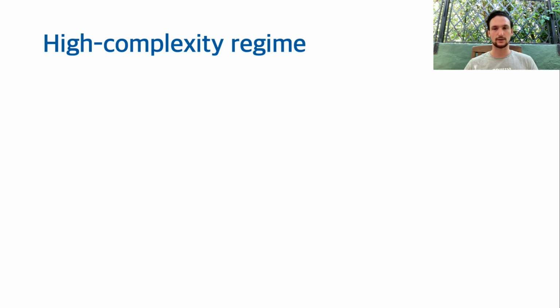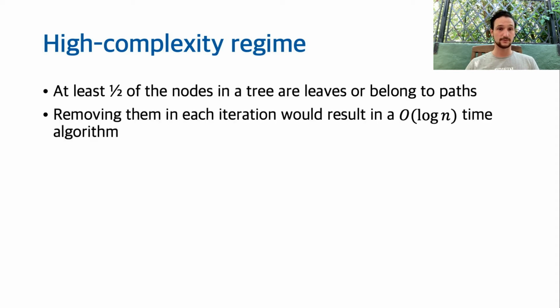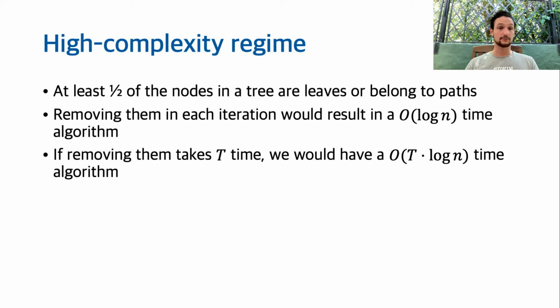Why do we want to do this? Why do we also want to process paths? Well, a well-known graph theoretical fact is that at least half of the nodes in a tree are leaves or belong to paths. So by removing them in each iteration, this would result in a log n time algorithm. And this comes from if we remove a constant fraction of nodes in each iteration, well, the logarithm comes from that. And if removing them takes t time, this way we would have a t log n time algorithm.